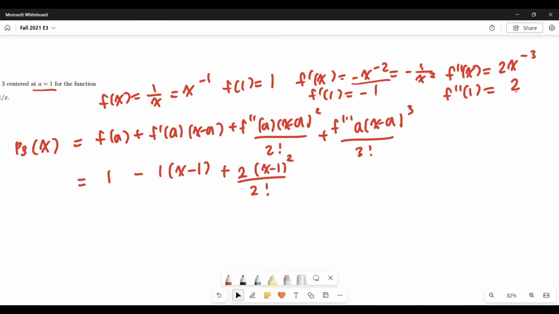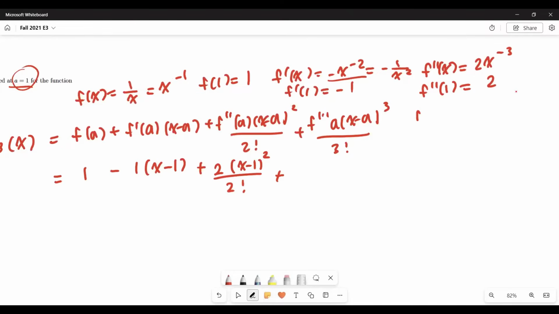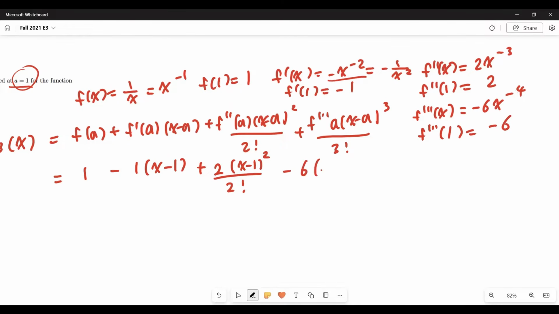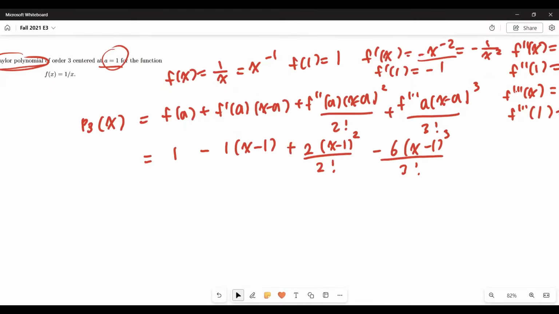So this becomes 2 times (x minus 1) squared over 2 factorial. I'm just putting the value 1 in here, and then plus, let's find the third derivative. The third derivative is negative 6x to the negative 4, and f triple prime of a, I'm going to just put 1, is equal to negative 6. So it's going to be minus 6 times (x minus 1) cubed over 3 factorial.